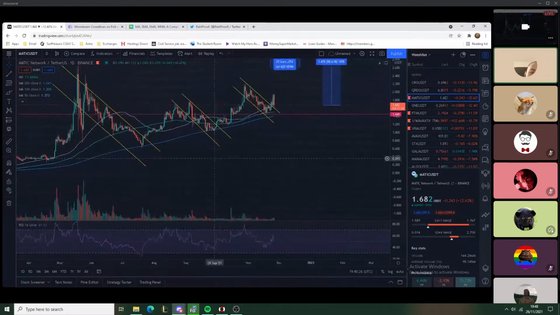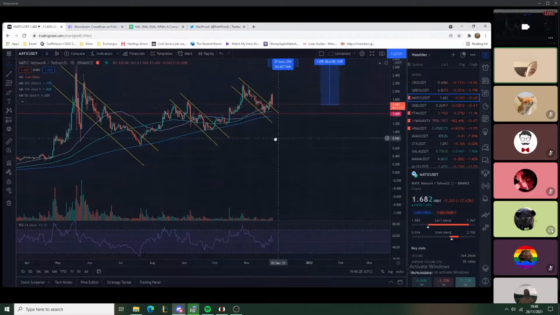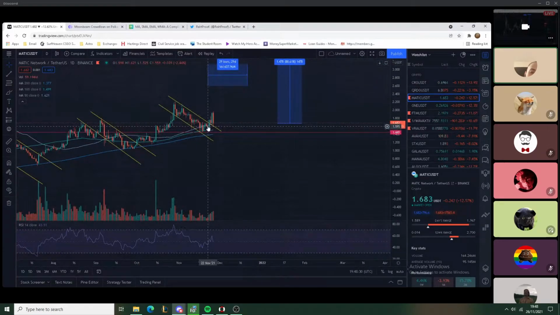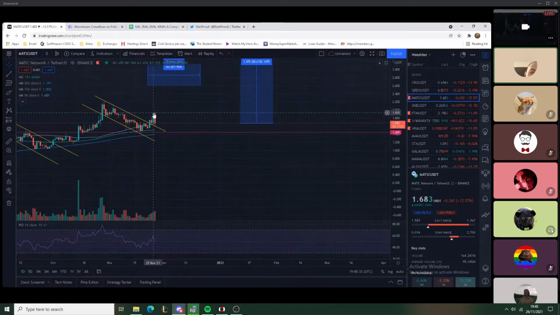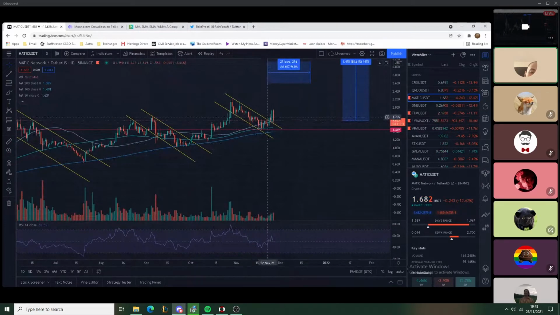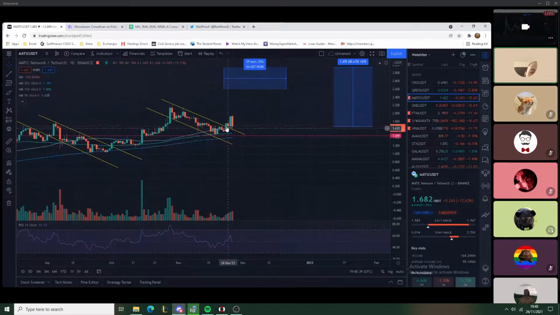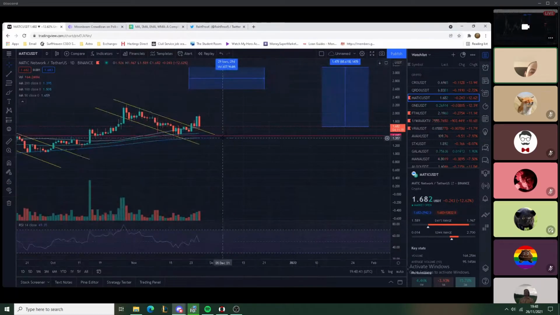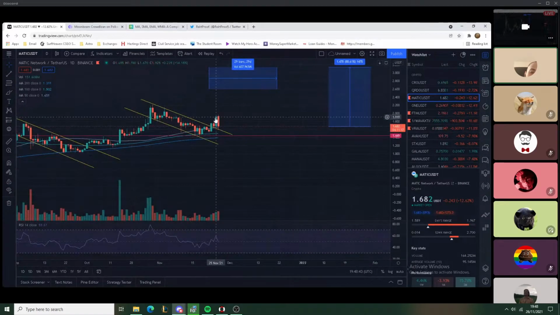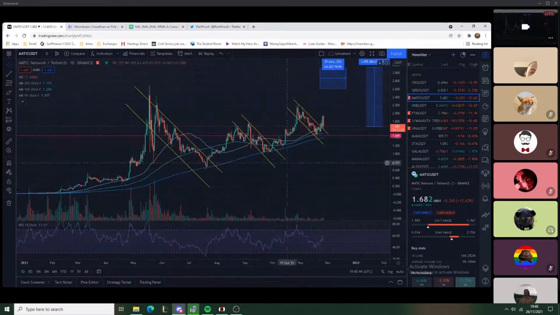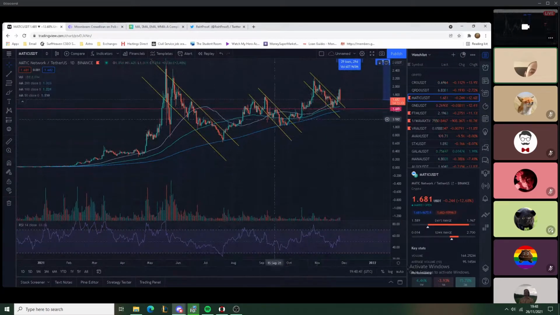Here again, it broke the channel and went on a good run. Then here, when it broke the channel, we had this initial spike, and then obviously Bitcoin did a madness today. But you could have made good money off this long if you saw that it was breaking this trend line and you longed here. That's decent money. So that's one example of following the pattern.